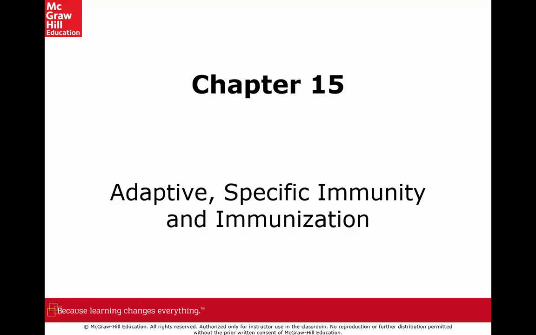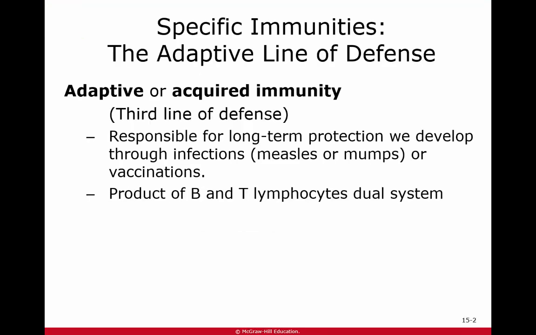So chapter 15, we focus on the third line of defense. If you recall, in the previous chapter, chapter 14, we looked mainly at the first two lines. We talked about the first line of defense, remember, was those barriers and the chemicals that help to protect the portals of entry. The second line of defense, remember, we talked about the cells themselves, like white blood cells, leukocytes, and the chemicals that can be produced from them.